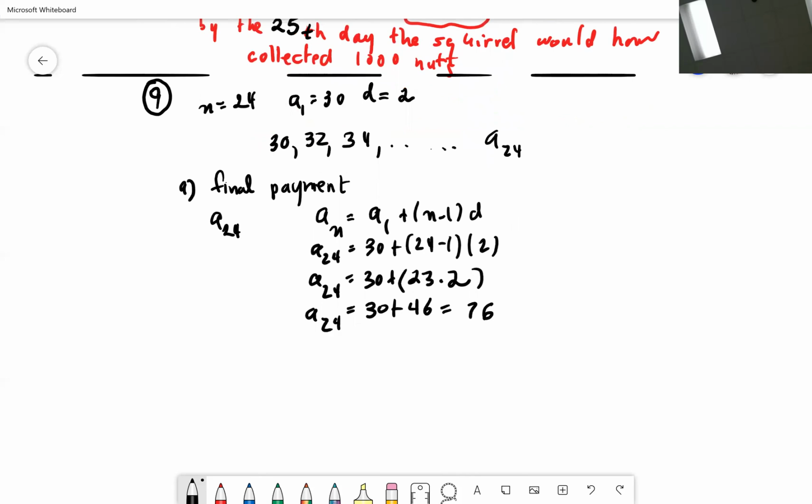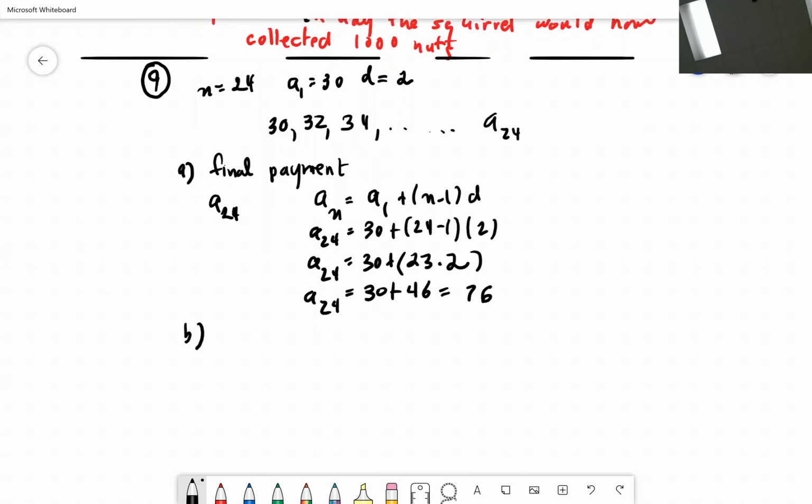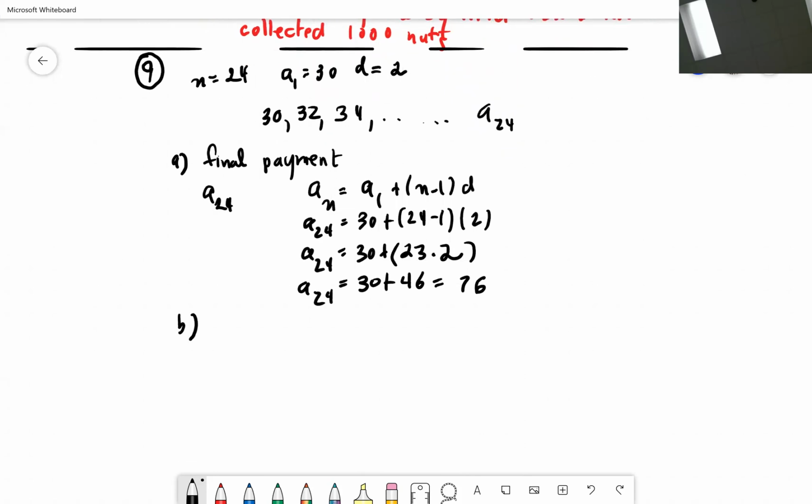Now, part B says find the amount of her loan. Well, since this is a zero interest loan, we can assume, assuming she's not overpaying by the end of the time, that the sum of this sequence or the series will be the loan amount. So we're just going to solve for S of 24.